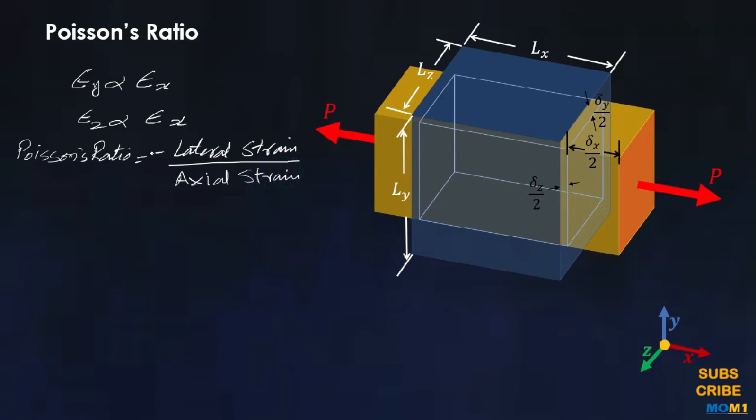This negative sign, minus sign, is just because of the reason that we should have positive value of Poisson's ratio, because as per the sign convention the axial strain is of tensile in nature and the lateral strain is compressive in nature. So to get the positive value of Poisson's ratio we use the negative sign.